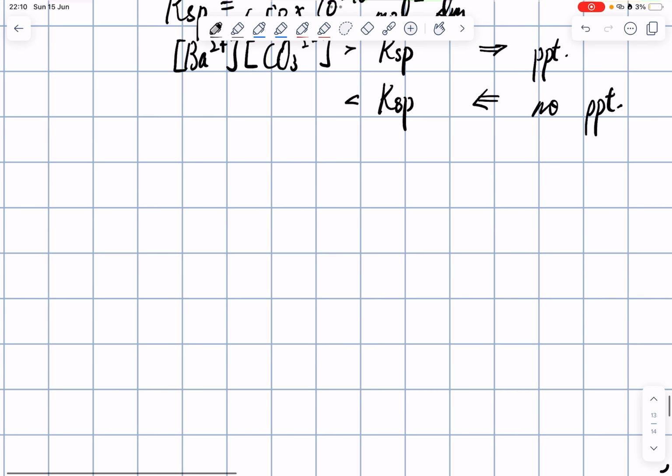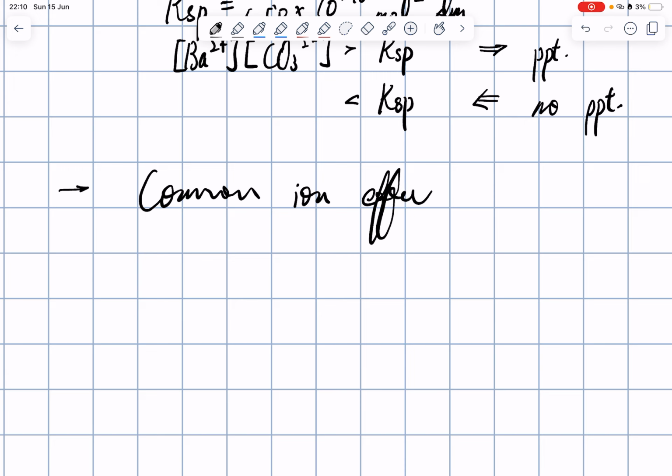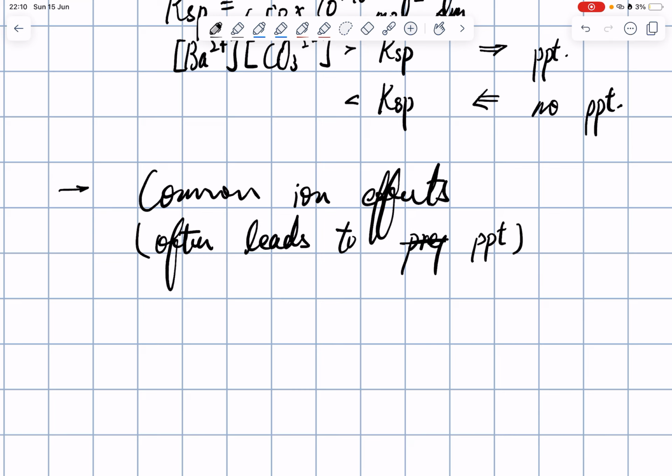So what will happen if we have a cup of barium chloride solution which is unsaturated, and we are adding some sodium carbonate solution into it? The common ion effect just takes place, which often leads to precipitation. I'll just write PPT to save time and my electricity.